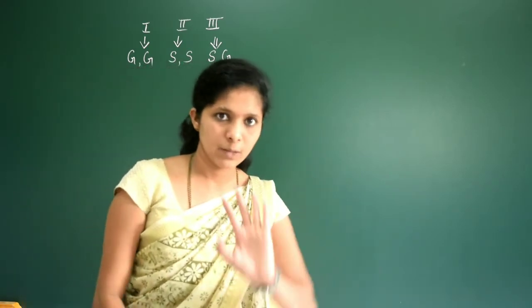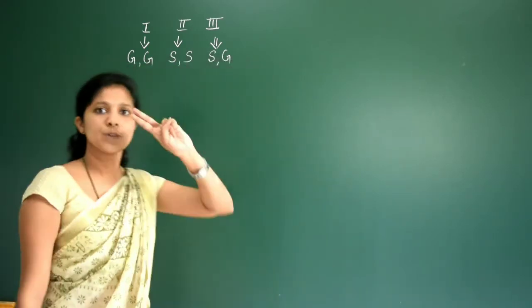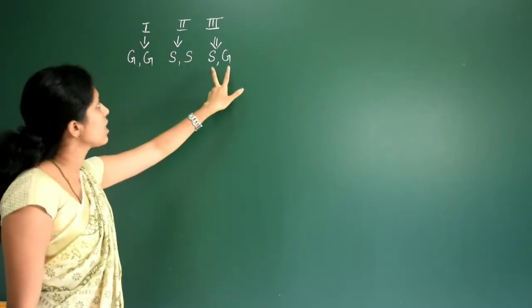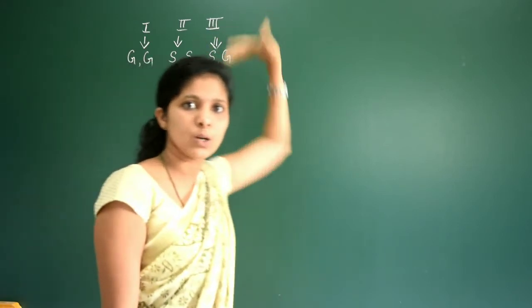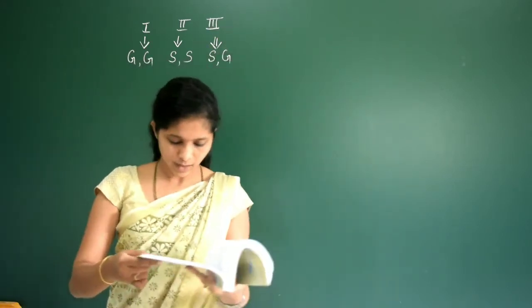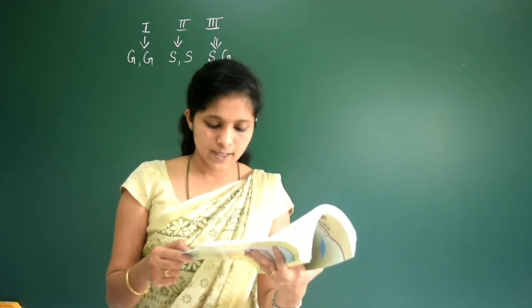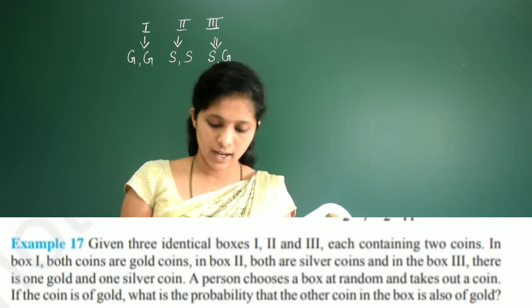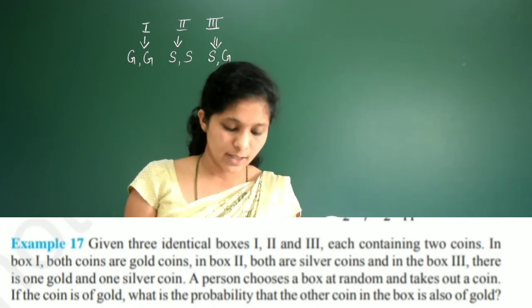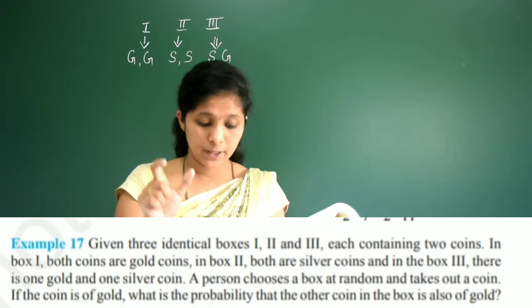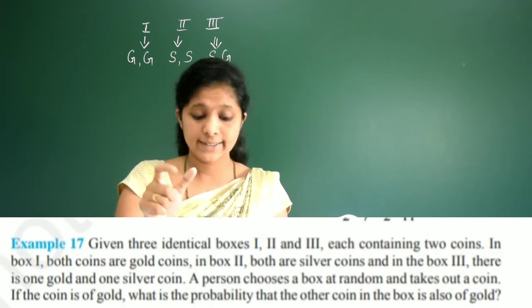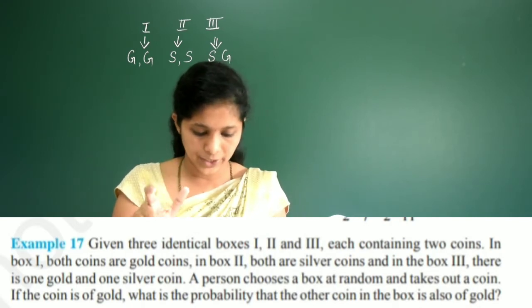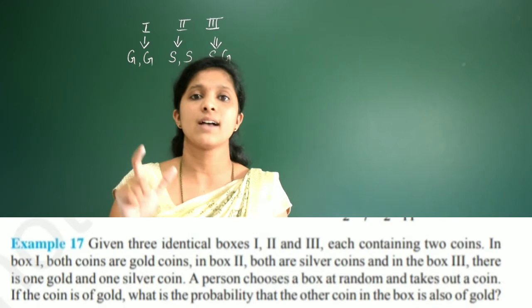There are 3 identical boxes. Each box containing 2 coins. In the first box, both are gold. Second box, both are silver. Third box, one is silver, another is gold. These things are given. Now, you have to find: a person chooses a box at random and takes out a coin. If the coin is gold, what is the probability that the other coin in the box is also gold?